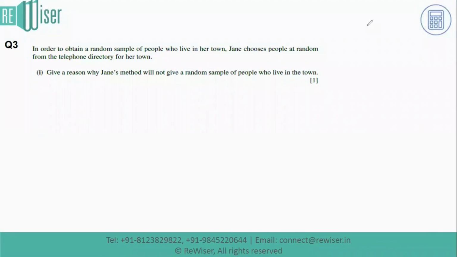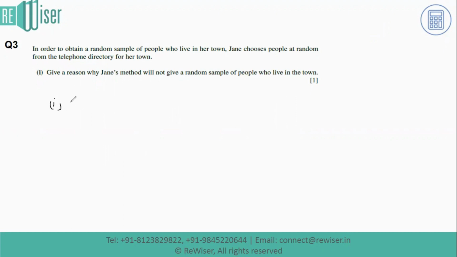Hello students, the question says in order to obtain a random sample of people who live in her town, Jane chooses people at random from the telephone directory of her town. The first part says, give a reason why Jane's method will not give a random sample of people who live in the town. So there can be many reasons because she is searching from the directory.